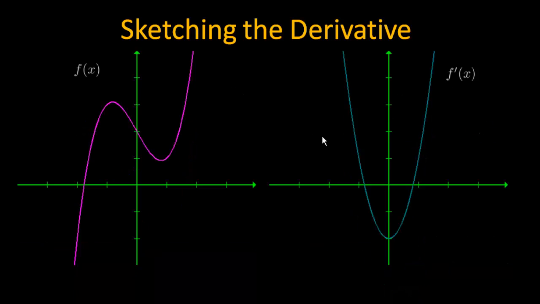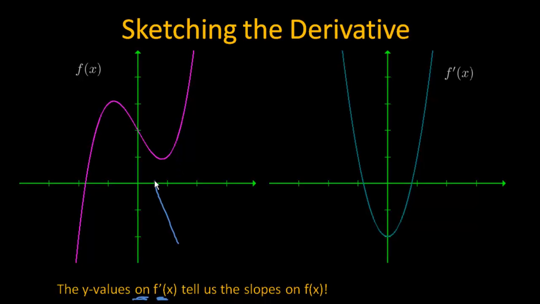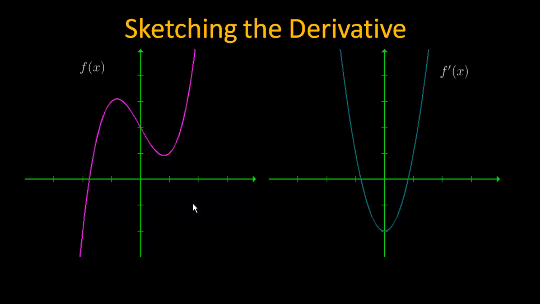Okay, so again, here's our original function. Here's the derivative. So let's recall what f prime of x tells us about the derivative. If you're to look at any point on the derivative, it would tell you the slope on the original function, right? So y values on f prime will tell us the slopes on this function over here.